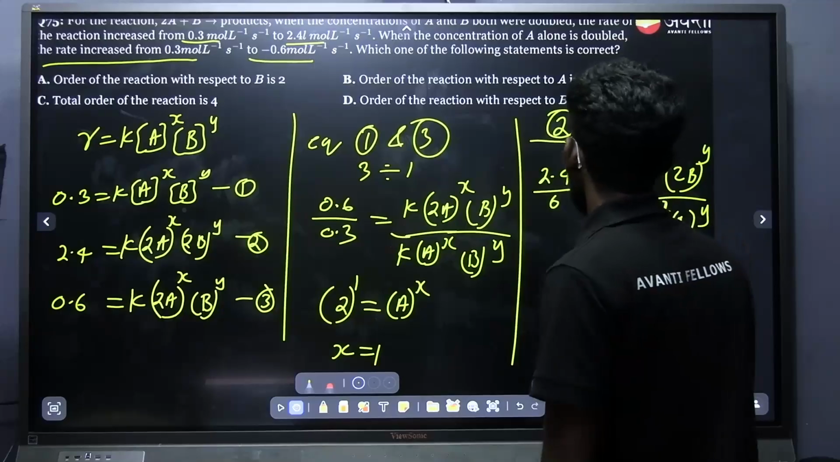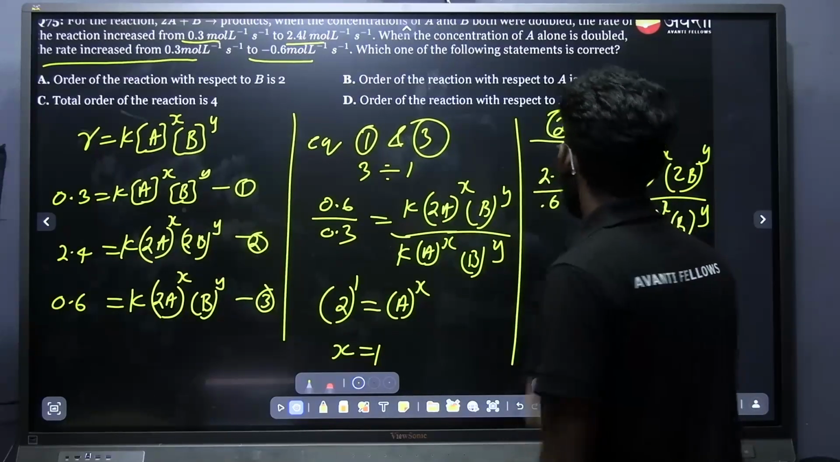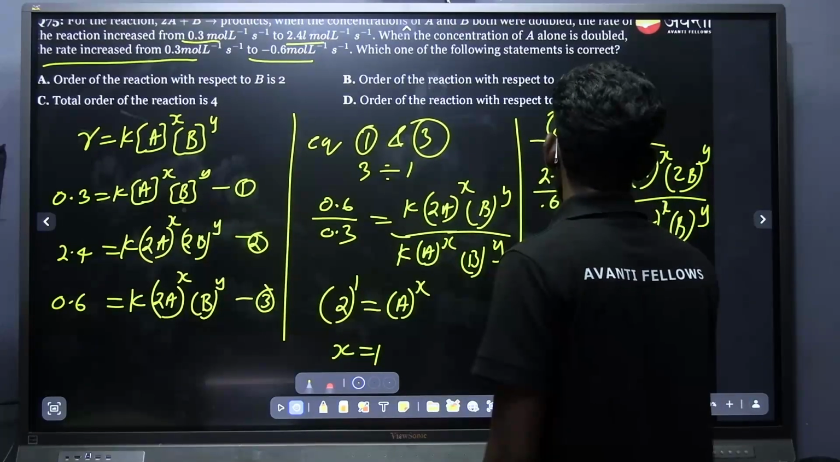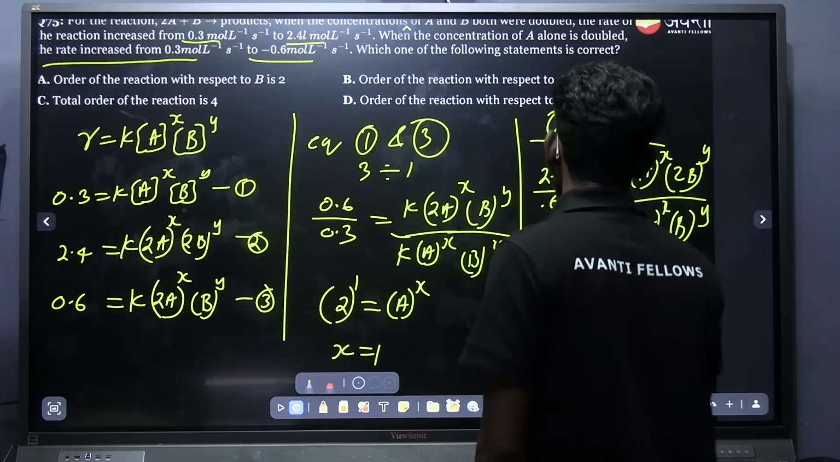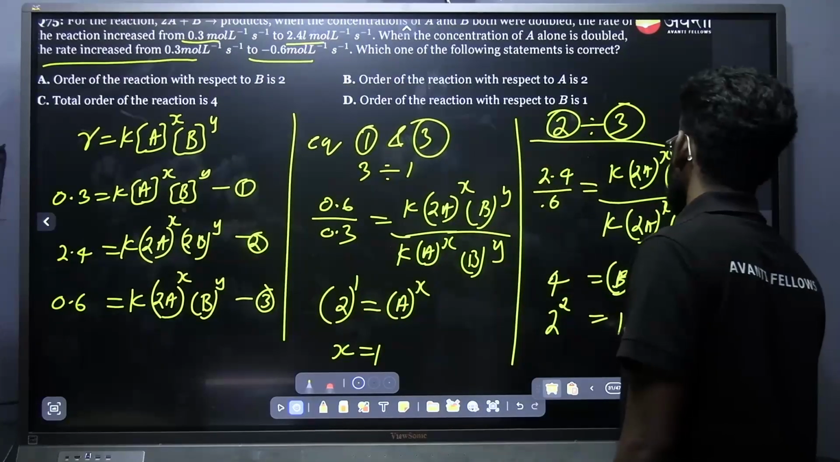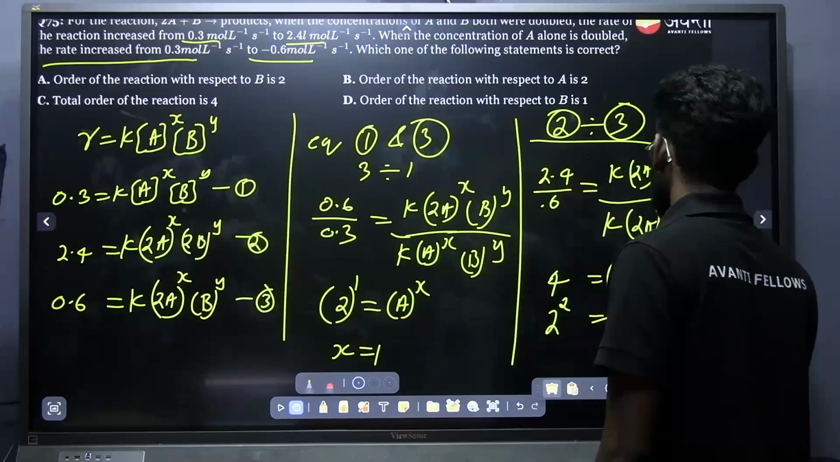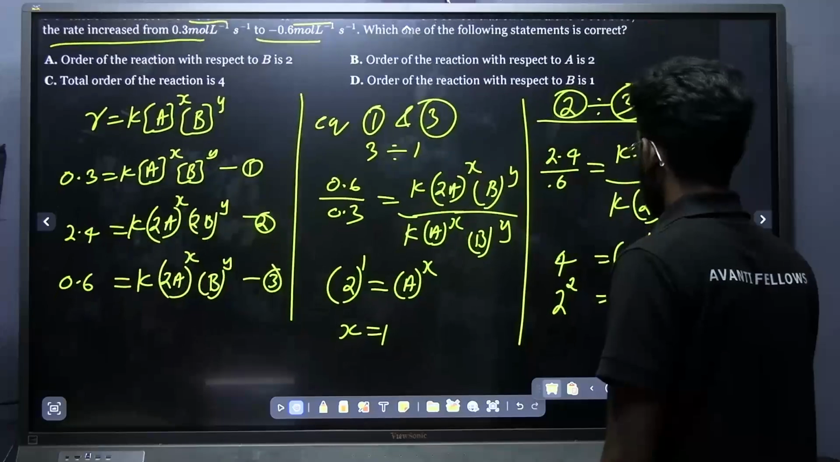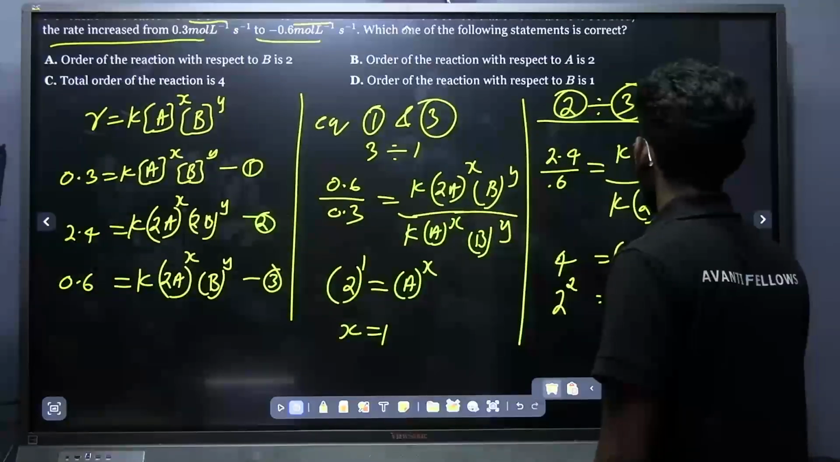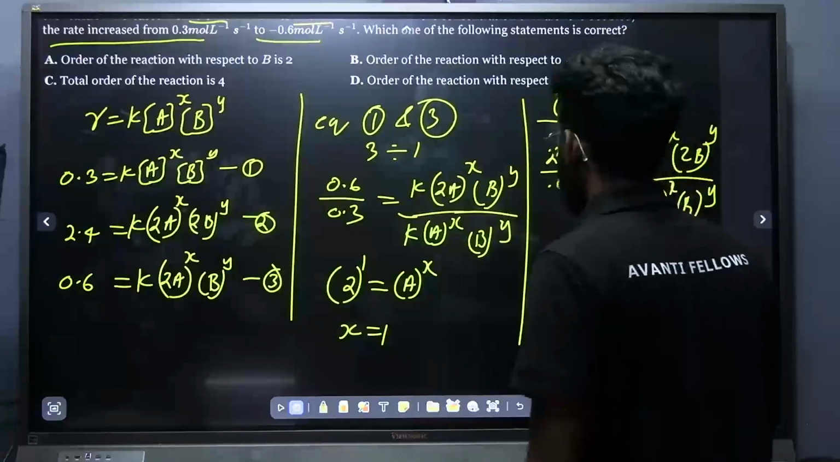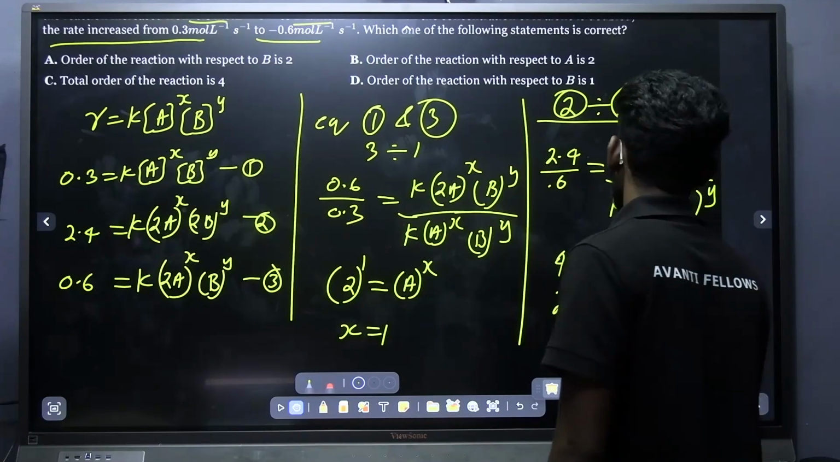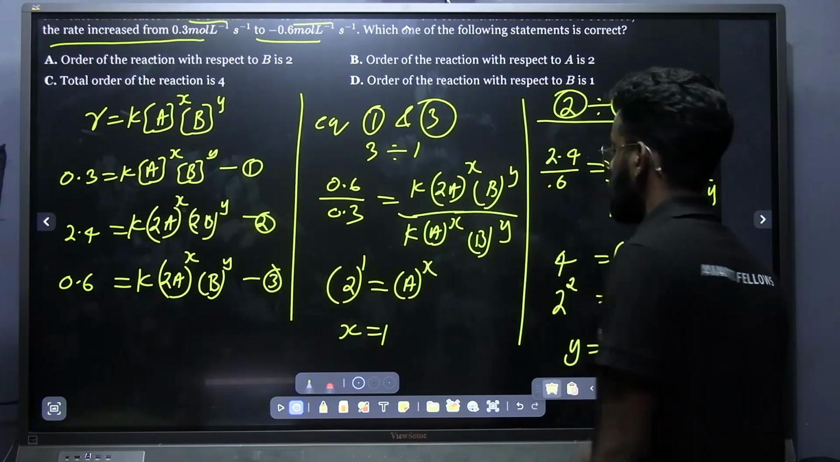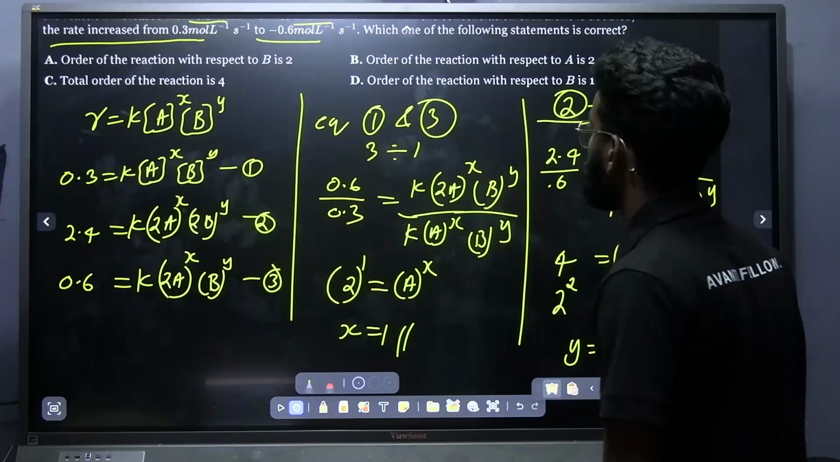Now from this we can find out that 4 is equal to, on solving this, 4 is equal to 2 to the power Y. 4 I will write as 2 to the power 2, which means 2 to the power 2 equals 2 to the power Y, which means Y is equal to 2. So I got the value of X is equal to 1 and Y is equal to 2.